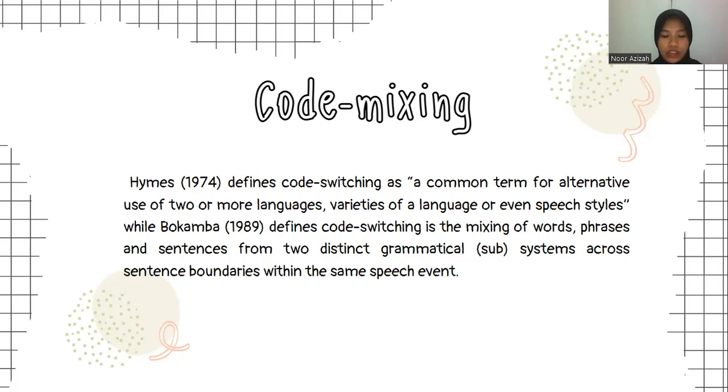Code switching is one alternative way for bilinguals to use two or more languages in the same conversation. According to Hymes 1975, code switching is a common term for the alternative use of two or more languages, varieties of a language, or even speech styles. And according to Wei and Bokamba 1989, code switching is the mixing of words, phrases, and sentences from two distinct grammatical subsystems across sentence boundaries within the same speech event.